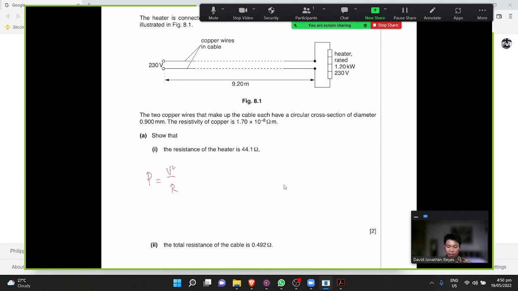Okay, make R the subject of your equation. That's R equals V squared over P. Then substitute all your values. You'll get 230 squared all over 1200. That ultimately gives you 44.1 ohms. This proves the resistance given by the problem.